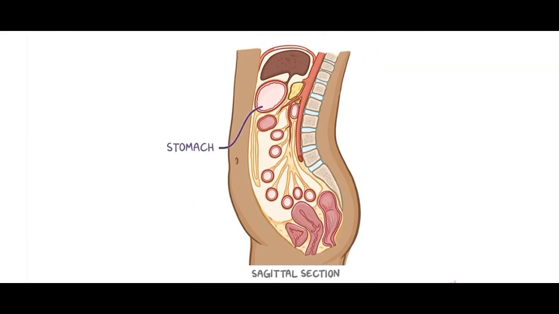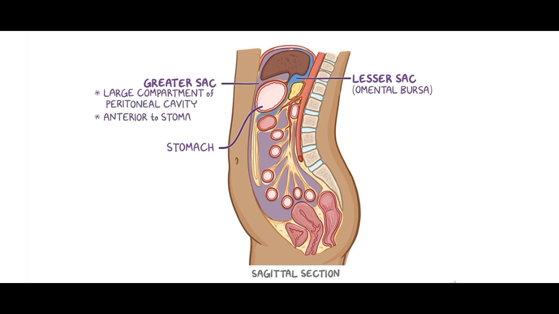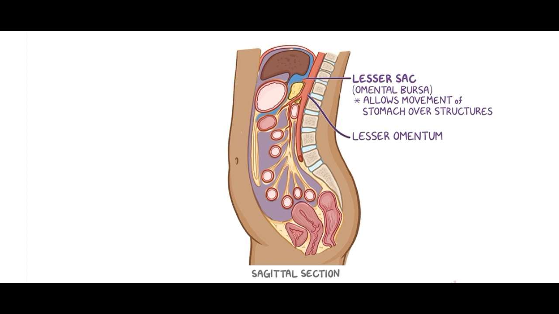Furthermore, the stomach can also be used as a division between the 2 main compartments of the peritoneal cavity, the greater sac and the lesser sac, the latter of which is also known as the omental bursa. The greater sac is the larger compartment of the peritoneal cavity and lies anterior to the stomach, whereas the lesser sac lies posterior to the stomach and lesser omentum and is a sac-like cavity that allows movement of the stomach over the structures posterior to it.